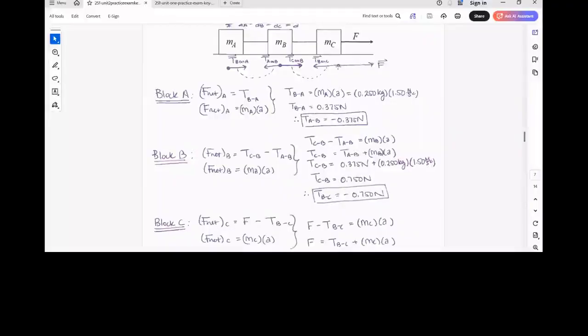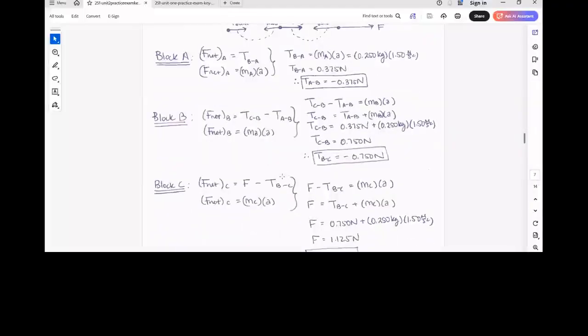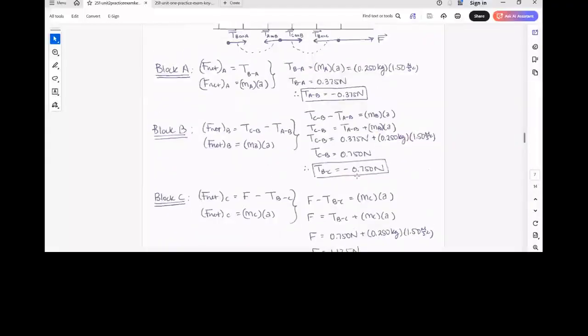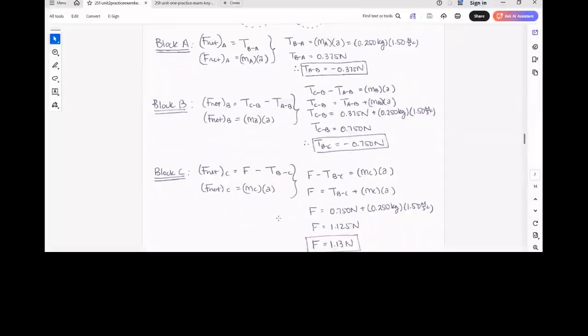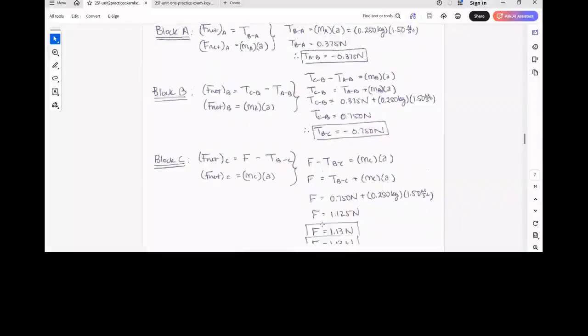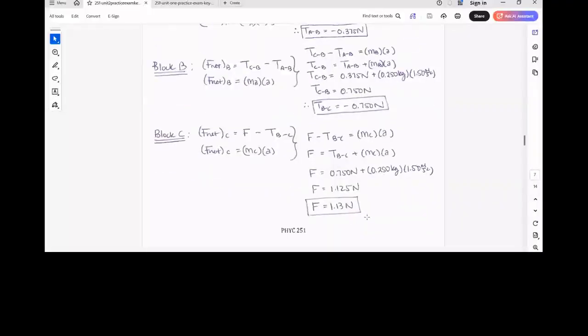It's receiving this positive force F, this negative force TB on C. I know how large TB on C is. I don't initially know the applied force that it takes in order to accelerate all these blocks to 1.50 meters per second squared, but I can use the same approach that we used for block B. I can set these net force expressions equal to one another and solve for my one unknown force, and we end up getting 1.125 newtons. We have 3 sig figs on this problem, so we can call that 1.13 newtons.